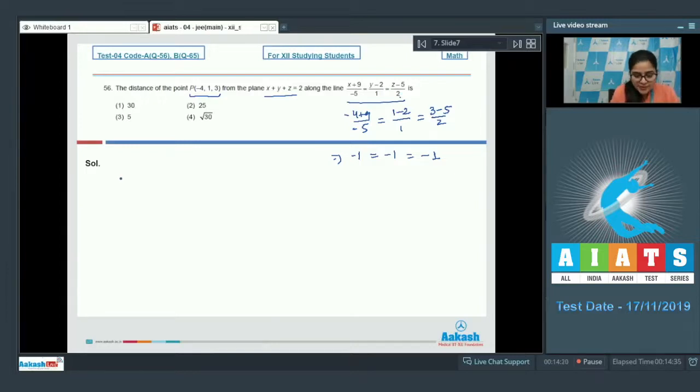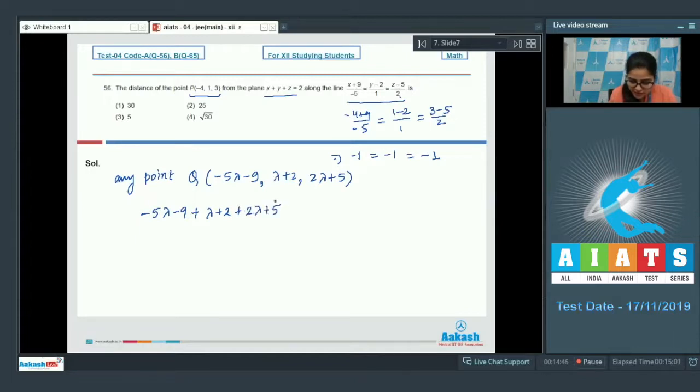Very great. So, just assume any point on the given line, which is (-5 lambda - 9, lambda + 2, 2 lambda + 5). Just assume point Q lies on this plane. Substitute here: -5 lambda - 9 + lambda + 2 + 2 lambda + 5 = 2. From here you can see you are getting lambda equal to -2. Substitute lambda in Q, so Q is equal to (1, 0, 1).